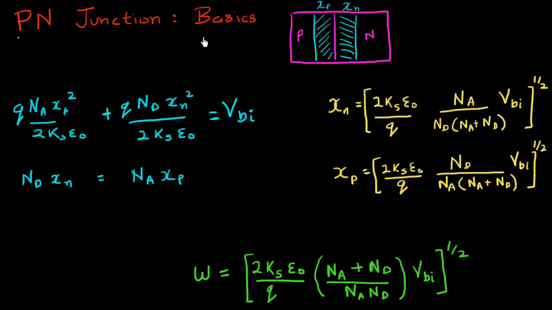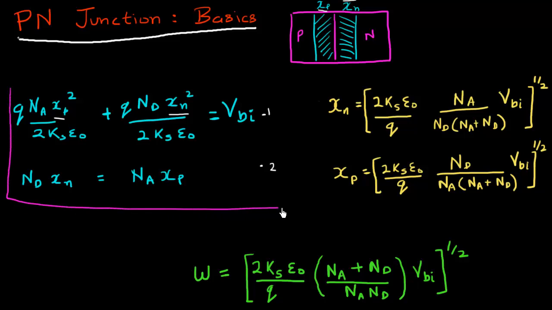Let me pick up from where we left off in the last video. We were discussing the basics of the PN junction diode, and I derived these two relationships. They relate the depletion width on the P side and the depletion width on the N side, and these are the two variables, and these are the two equations. So this is equation number 1 and equation number 2.